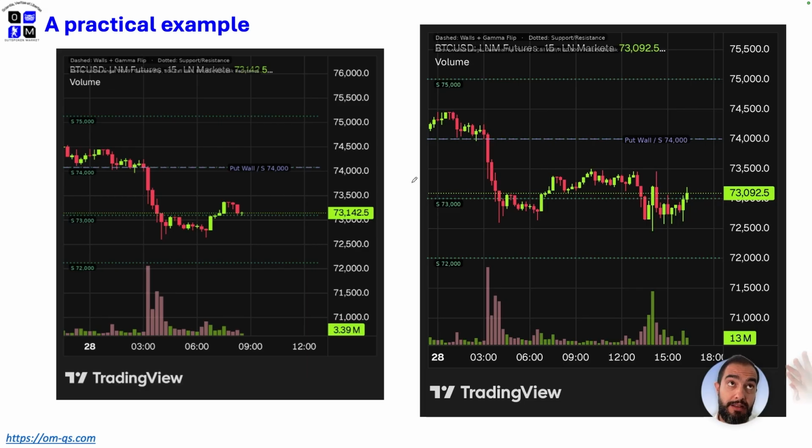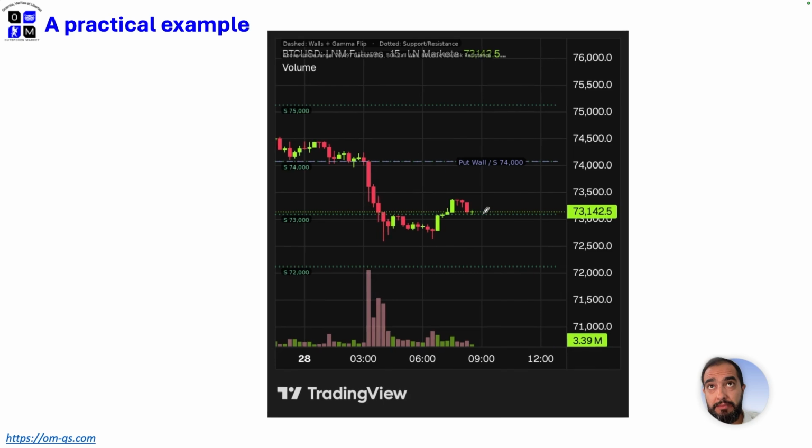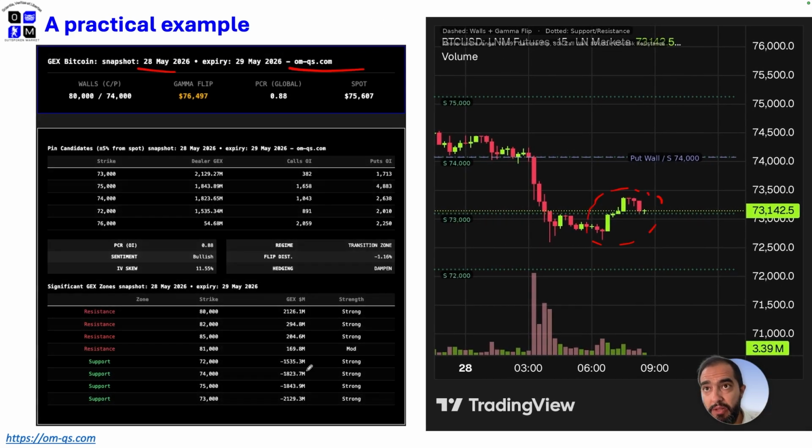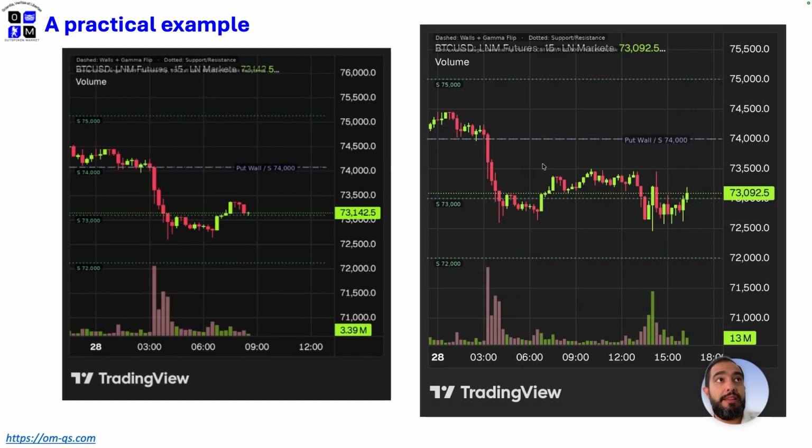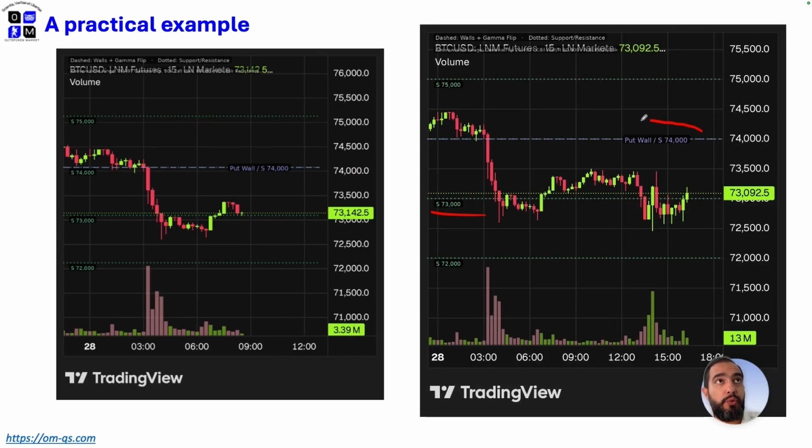Who cares? But then you can see that this level, 73,000, if you look back here, was the strongest GEX value alongside 80, but we are not even close to 80. The other ones are 74 and 75 by size, right? And this is exactly where we are gravitating at the moment.